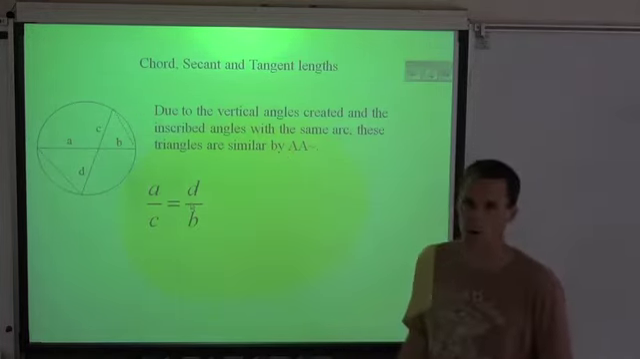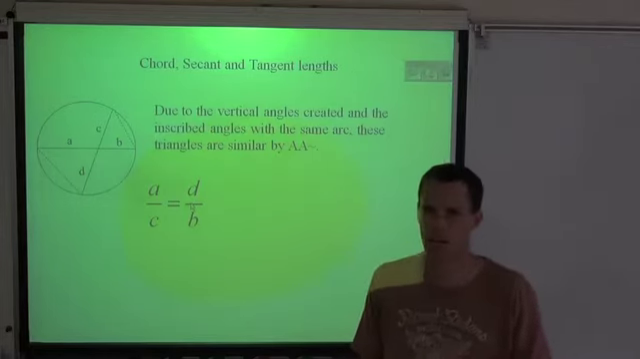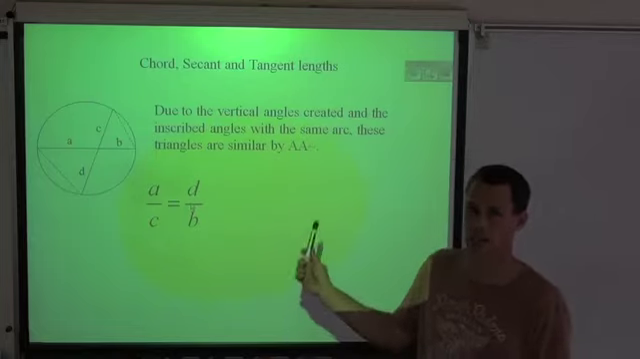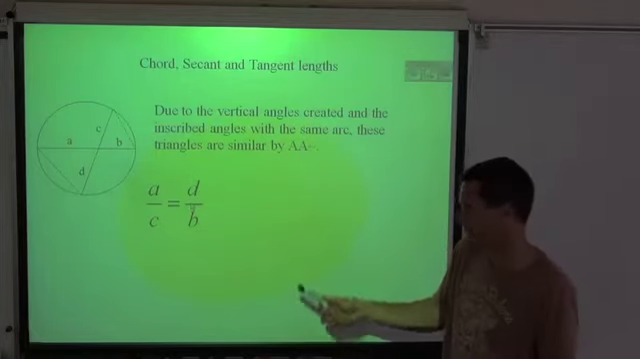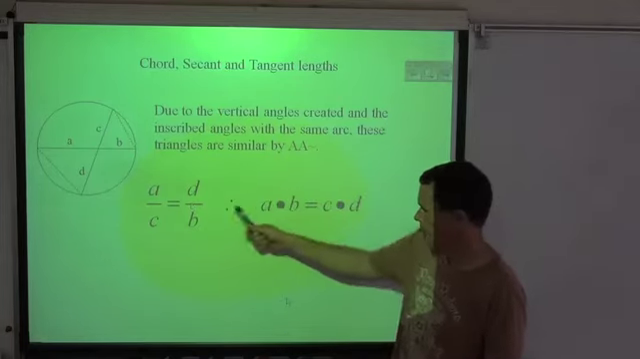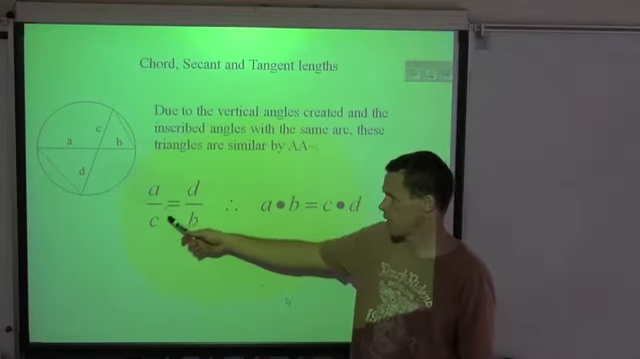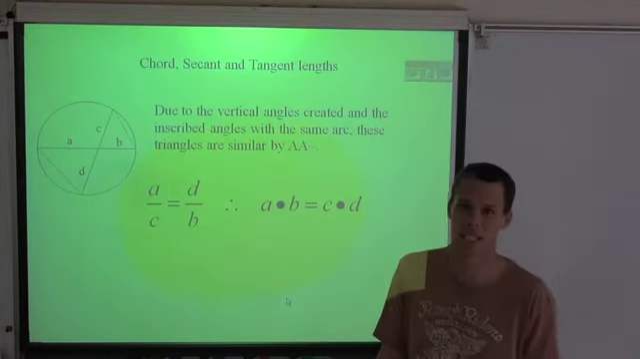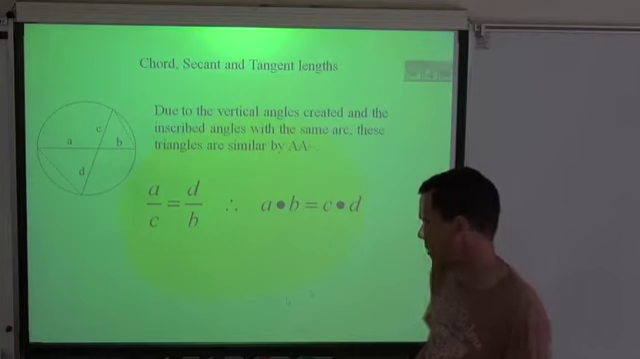Now, this is the proportion. We will not write proportions. Rather, we're going to cross multiply it right now and discover the relationship that we wanted. If I cross multiply this, I end up getting A times B is guaranteed to be equal to C times D. This is the two chord relationship.